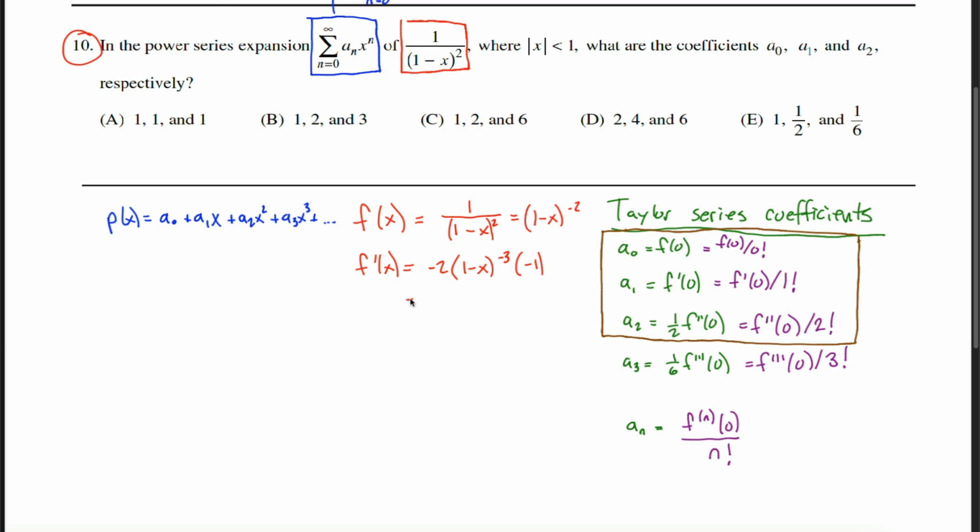If I clean things up a little bit here, negative 2 times negative 1 gives me a positive 2. So I get 2 times 1 minus x to the negative third power. In other words, 2 over 1 minus x cubed. I got my first derivative.